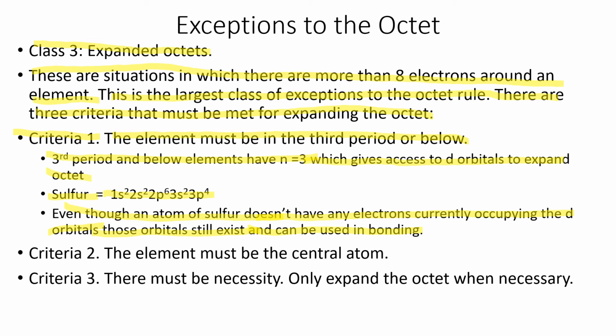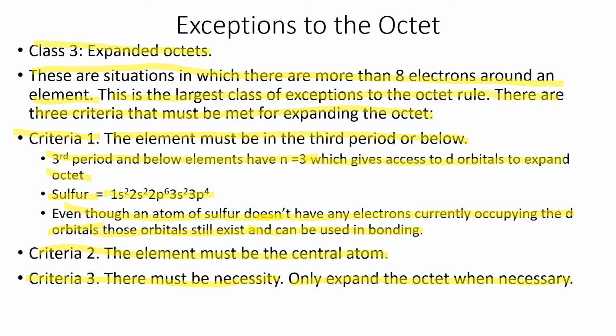The second criteria is that the element that has the expanded octet has to be the central atom in your Lewis structure. You're not going to see expanded octets for your outer atoms, just the central atom. And that third criteria is that there must be necessity. Just because you can expand the octet doesn't mean you should expand the octet. Only expand the octet rule when necessary.